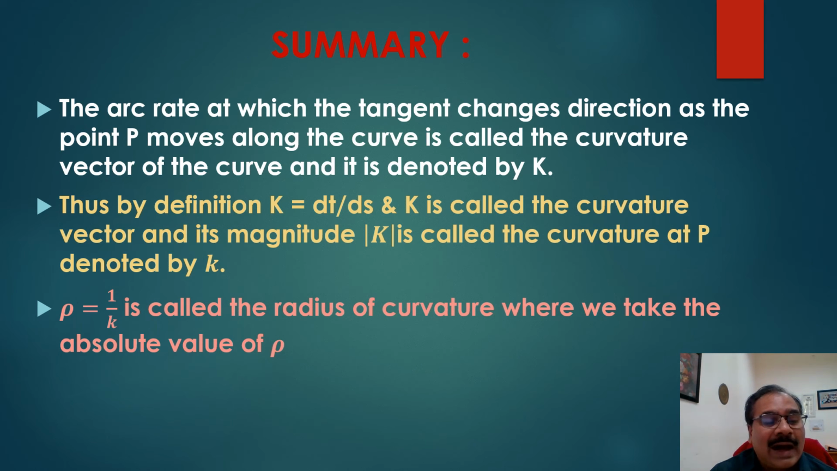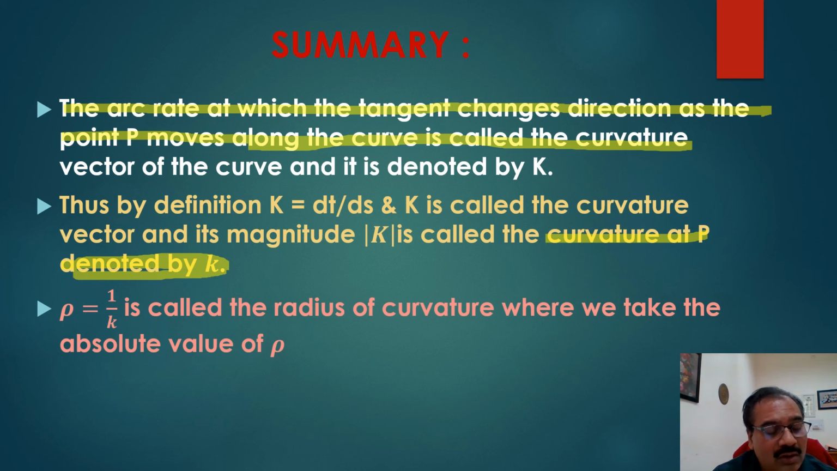Now, the rate at which the tangent changes direction as the point P moves along the curve is called the curvature vector of the curve, and it is denoted by k. Now you have to remember this. Therefore, by definition, the vector k is equal to dT by ds. And k is called the curvature vector, and its magnitude, mod of k, is called the curvature at P, and this is denoted by small k.